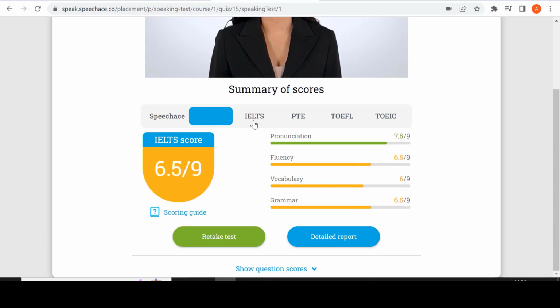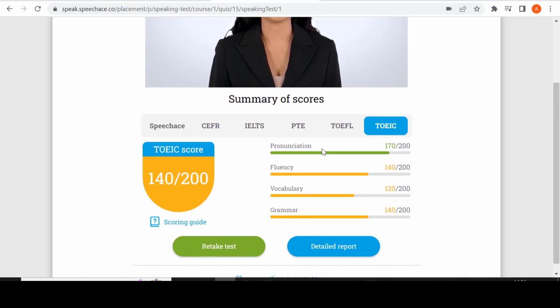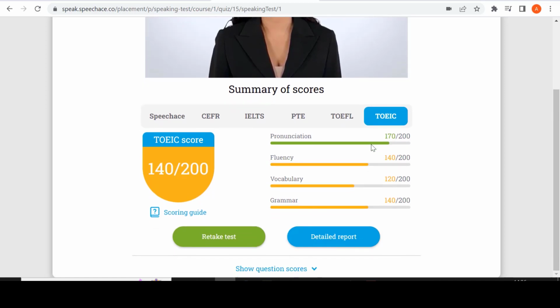My IELTS score would be 6.5 based on all the parameters. My PTE score would be 56 on 90. My TOEFL score would be 22 on 30. And my TOEIC score would be 140 on 200. So this is how you are given a detailed scorecard. I can always retake the test.